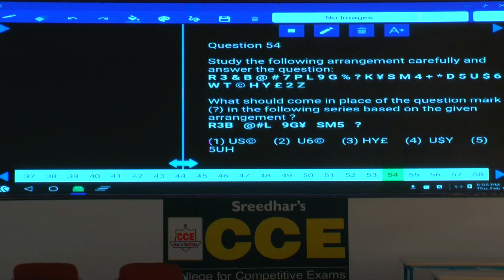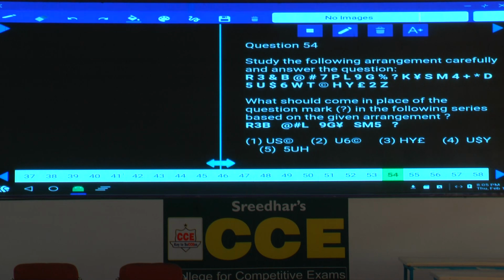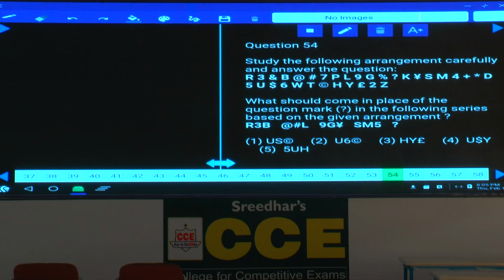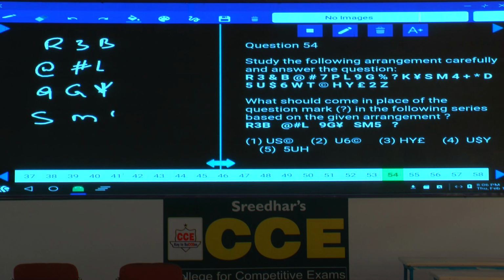Now it is based on a series R3B. Whenever the series is given, earlier we had discussed that one. What is the part we had discussed? Always write one below the other. R3B, R3B. Next one is at the rate of hash L, at the rate of hash L. And next 9G, next SM5, SM5. Then what should be the next one?